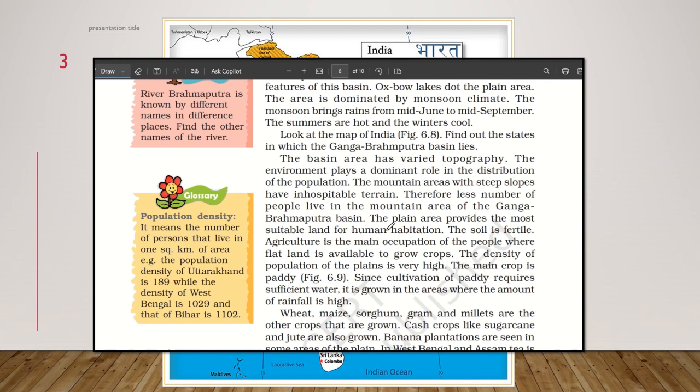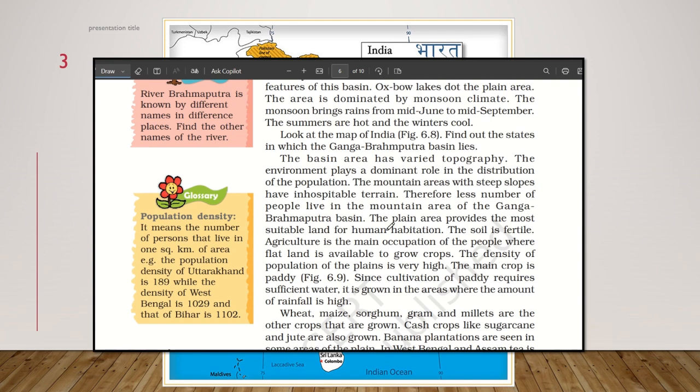The soil is also fertile, so we can do agriculture. That is the main occupation of the people, where flat land is available to grow crops. The density of population of the plain is very high. What is population density? It means the number of people that live in 1 square kilometer of area. For example, the population density of Uttarakhand is given as 189, while the density of West Bengal is 1029, and that of Bihar is 1102.